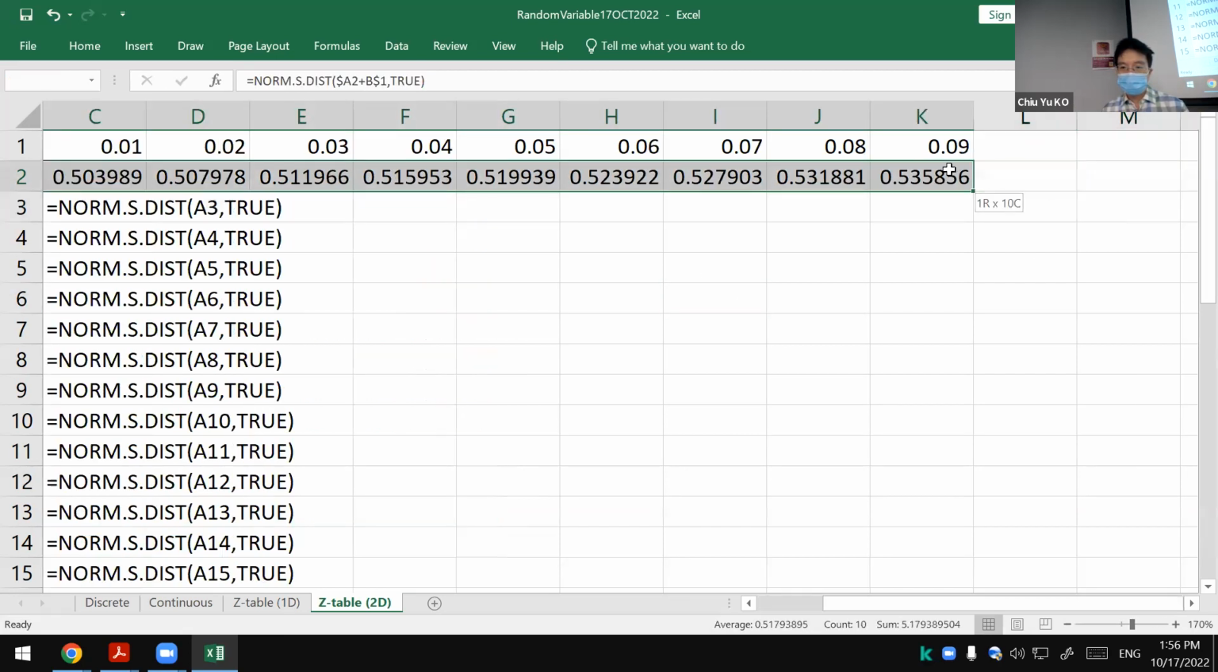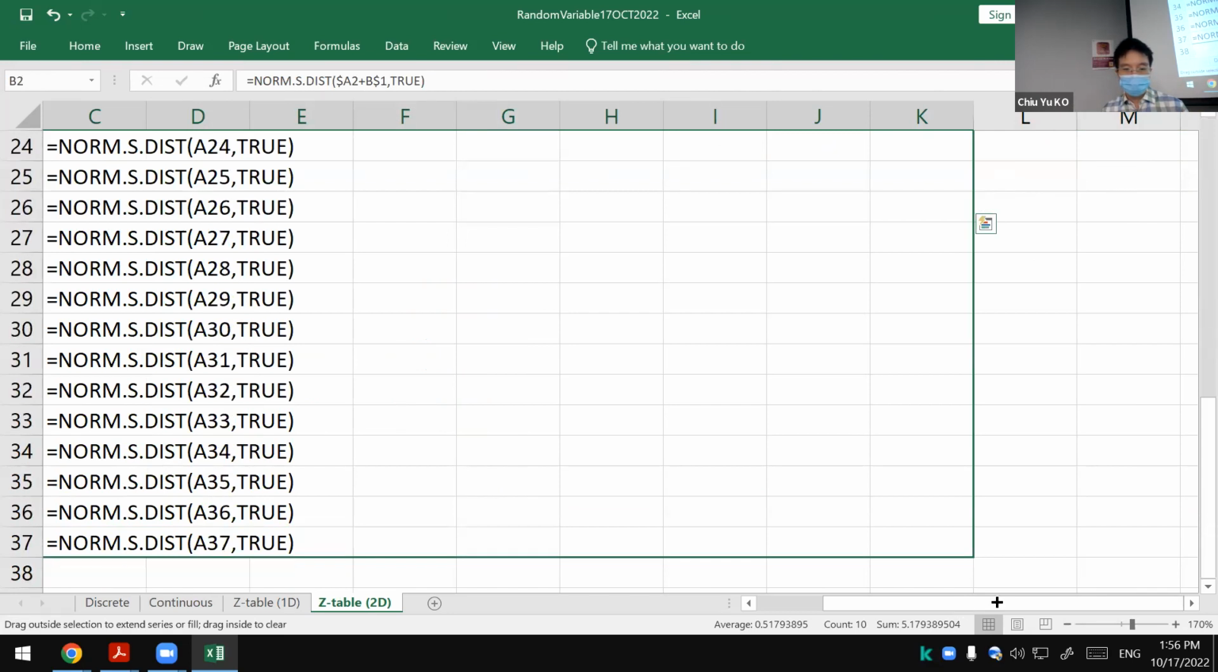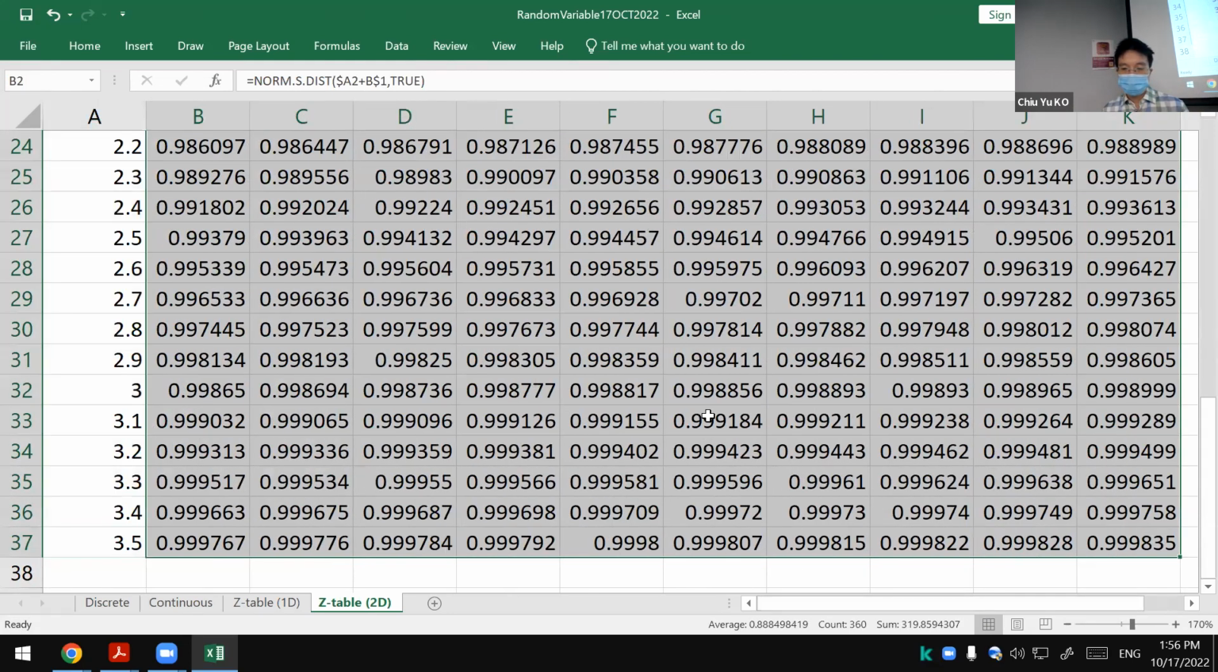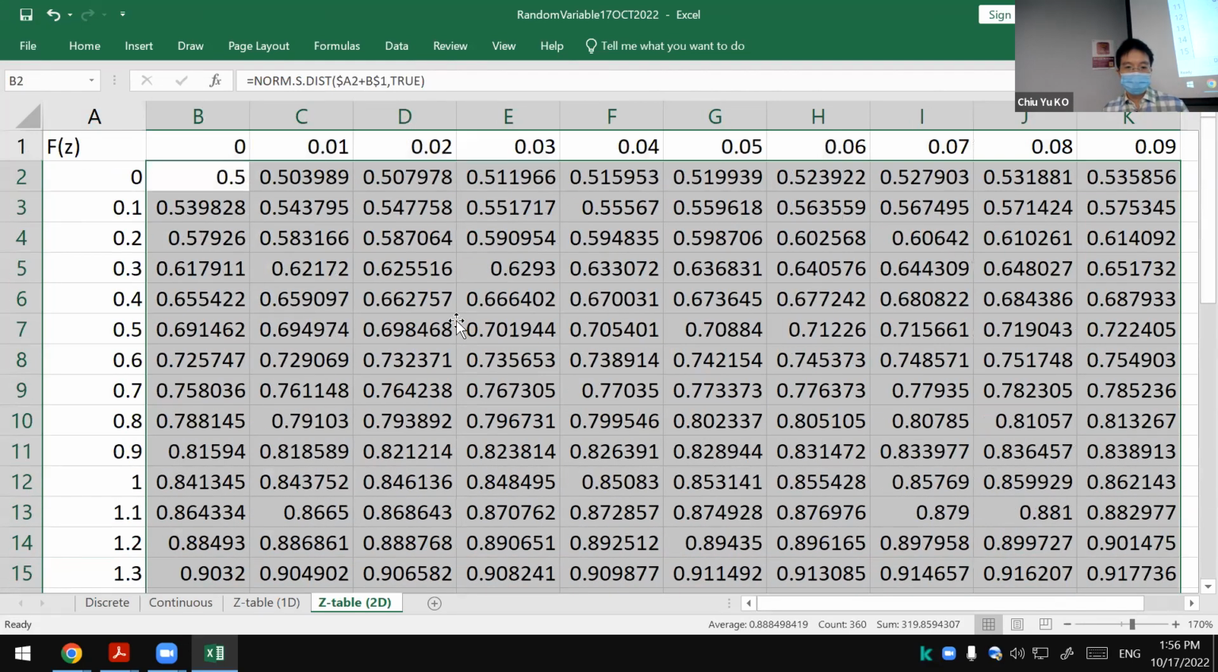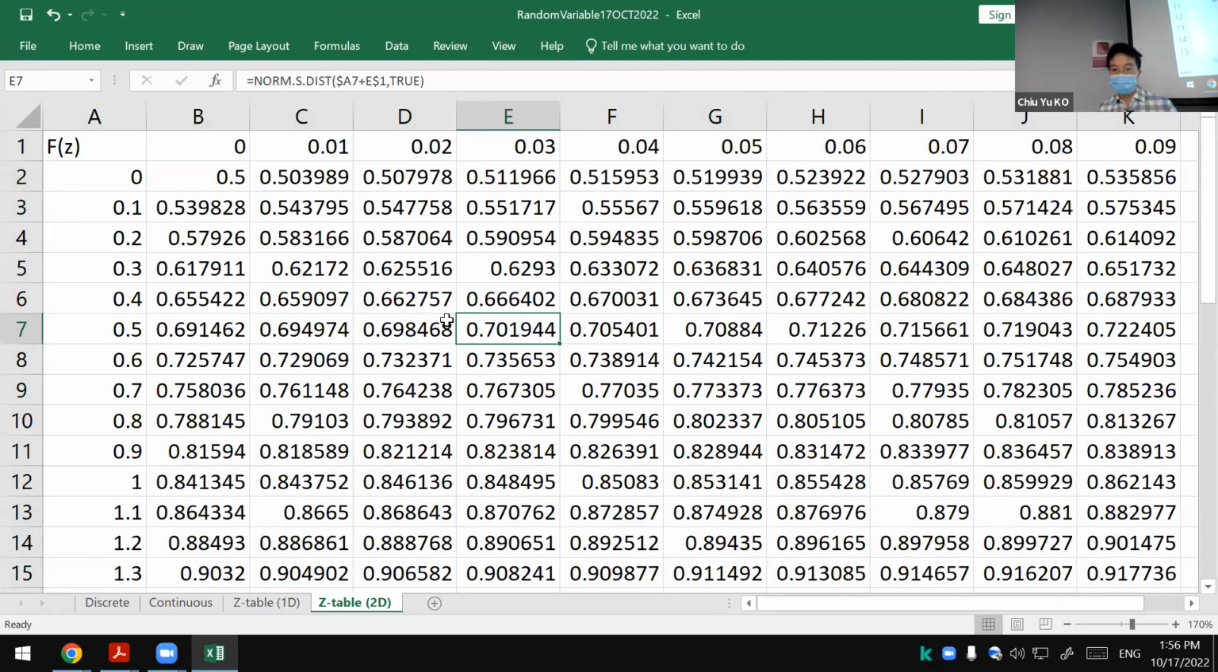Just keep dragging. Drag to I don't know how low you want to go. Okay, it's done. So this is the table you've actually seen, and this is pretty much it.